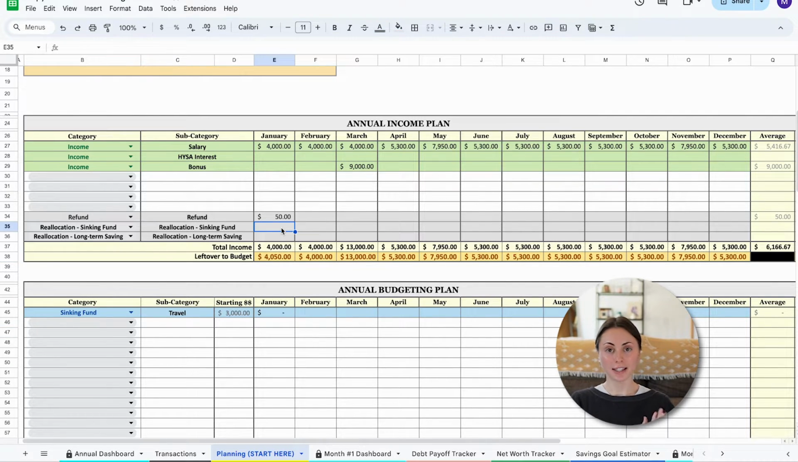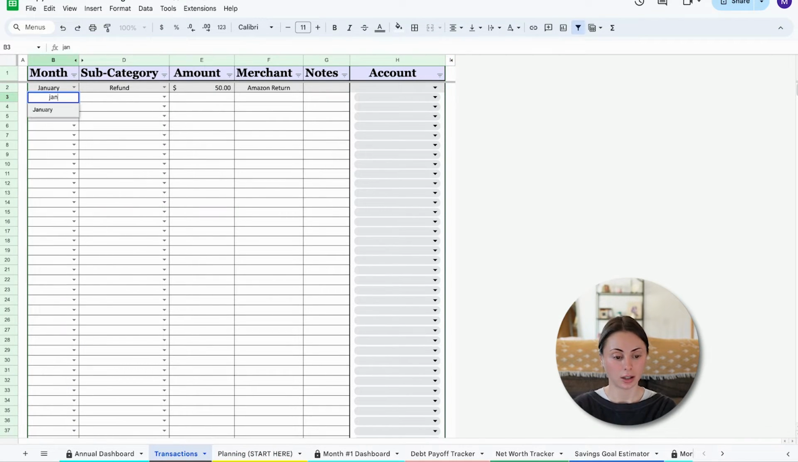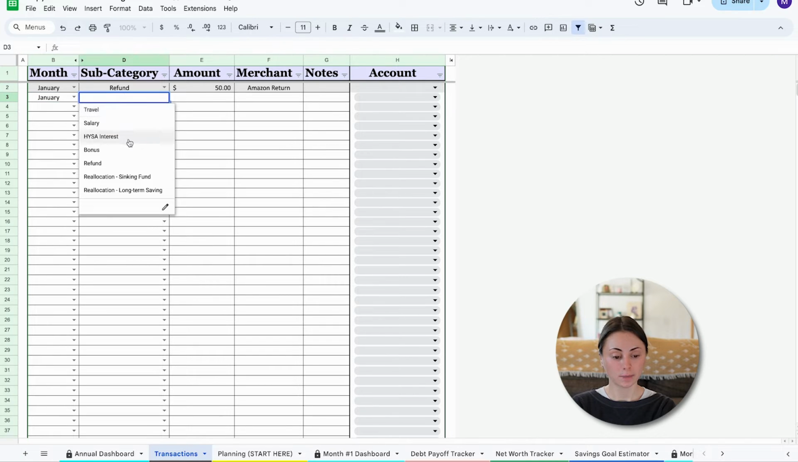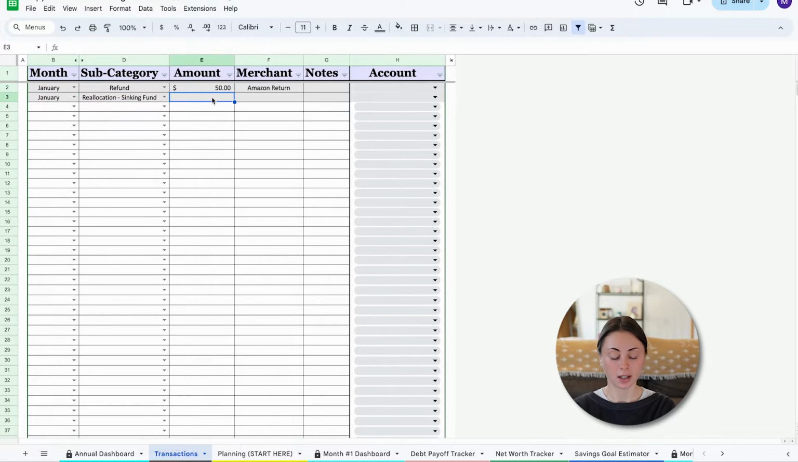Next is for reallocation. So one example is if you have $3,000 in your travel sinking fund and you want to take that completely out and budget it somewhere else. In order to do that without messing up all of the numbers and have the most accurate data, you will do the same thing as the refund. So if it's a sinking fund you're taking money out of, you'll enter $3,000 here, and then you'll go in here and enter January, sinking fund, $3,000.